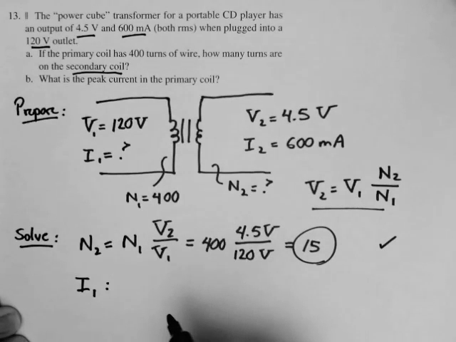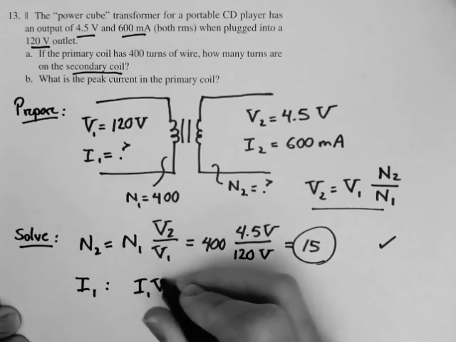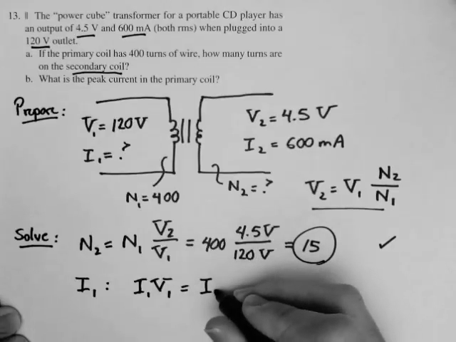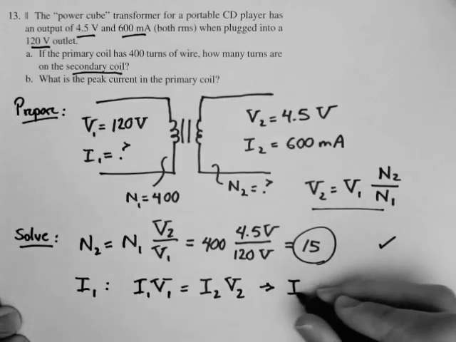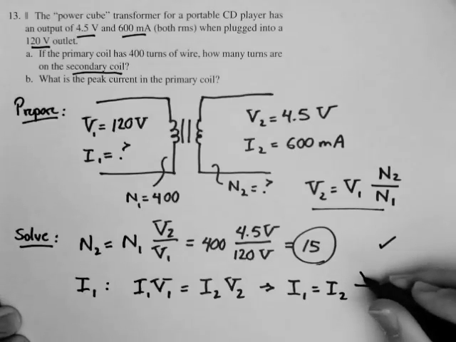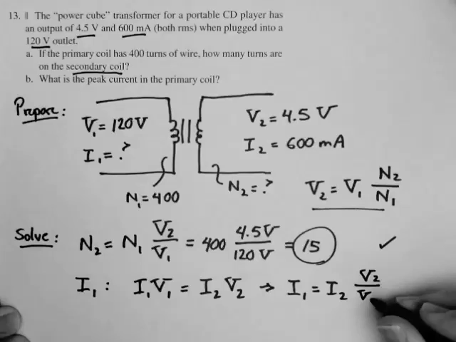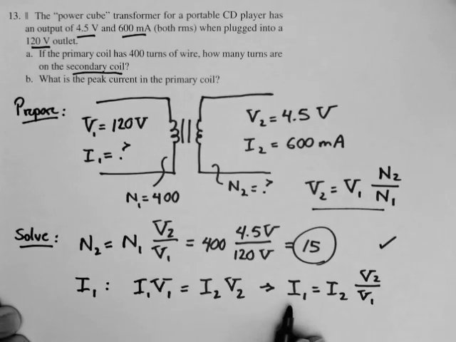Now, rather than use transformer relationships, let's just use the fact that we're going to imagine it's an ideal transformer. And so the product of the current in the primary times the voltage in the primary is going to be equal to the product of the current in the secondary times the voltage in the secondary. So we can compute this. The current in the primary is equal to the current in the secondary times the voltage in the secondary divided by the voltage in the primary. And so what that says is this. If the voltage steps down, the current will step up. So I'm going to have a smaller current in the primary than I have in the secondary.